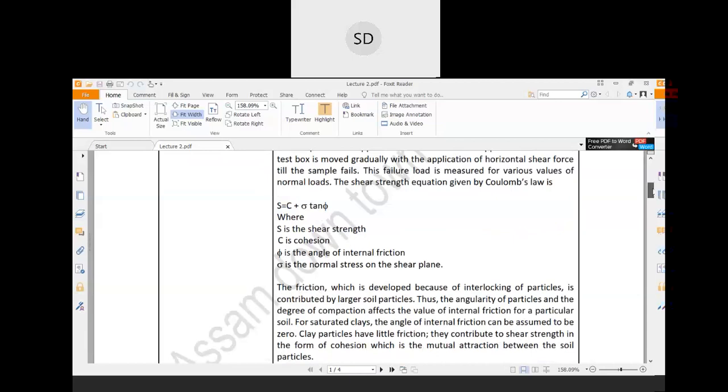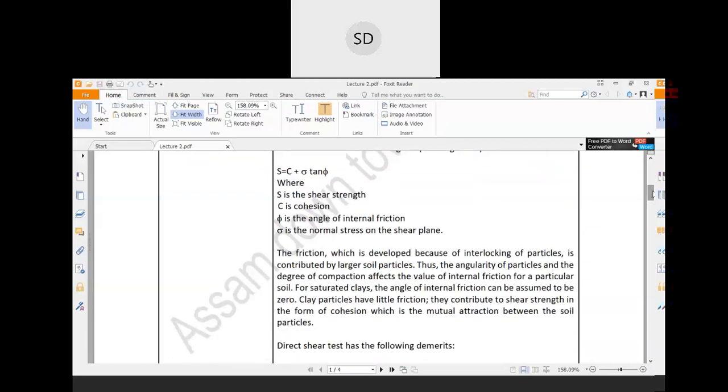Now, the friction which is developed because of the interlocking of particles is contributed by the larger soil particles. As I already told you, this type of test can be conducted for sandy particles. If the soil particles are larger, your angle of friction, phi, would be higher. For sandy particles, if the particle size is higher, phi would be larger. But for sandy particles, cohesion C would be 0, so their shear strength would come from the internal friction of the particular soil.